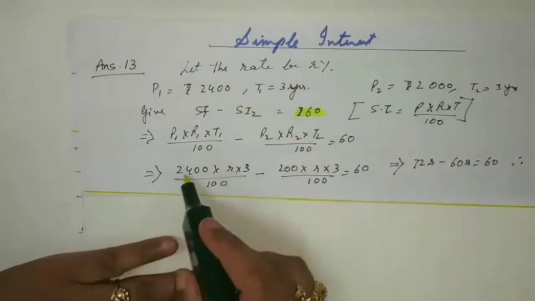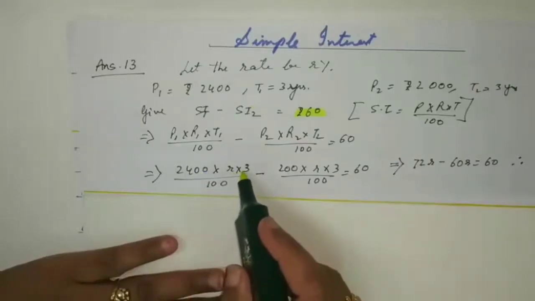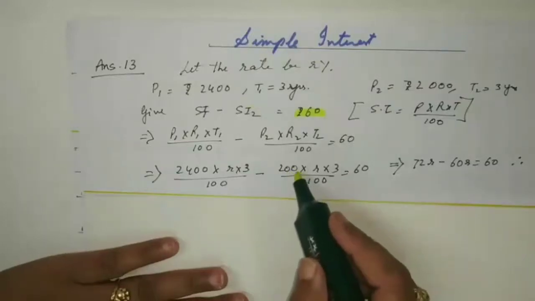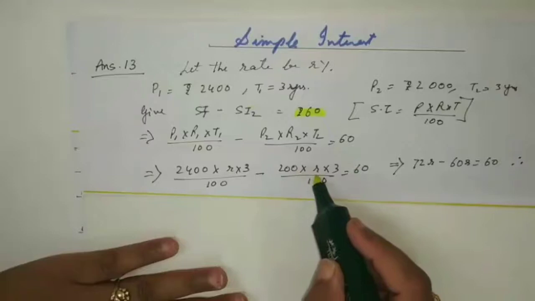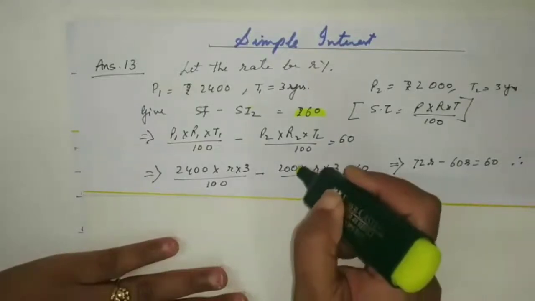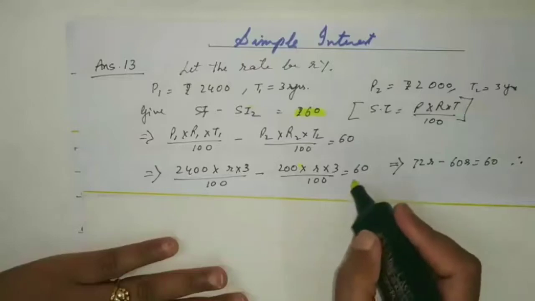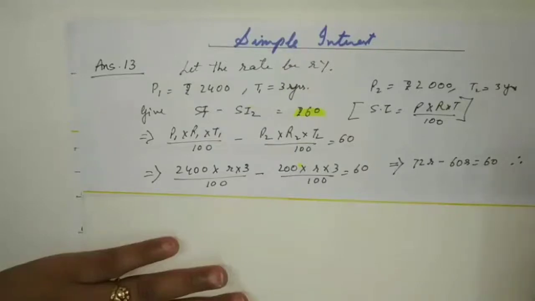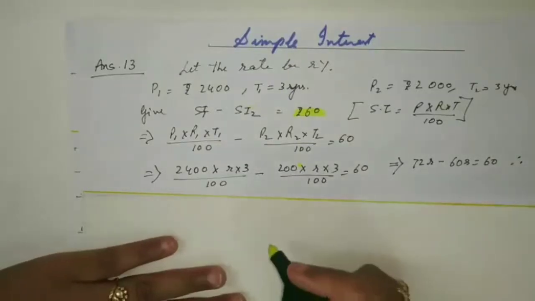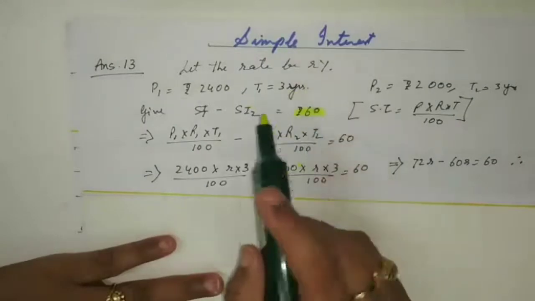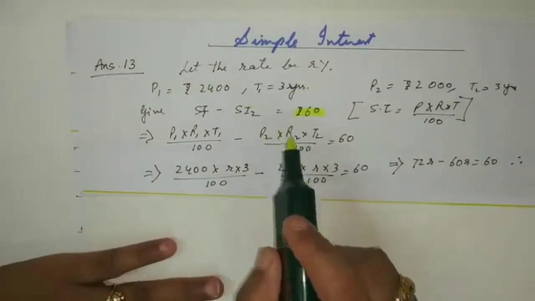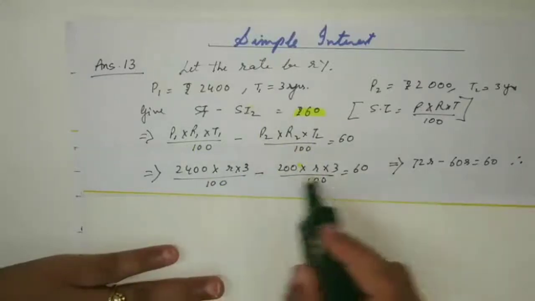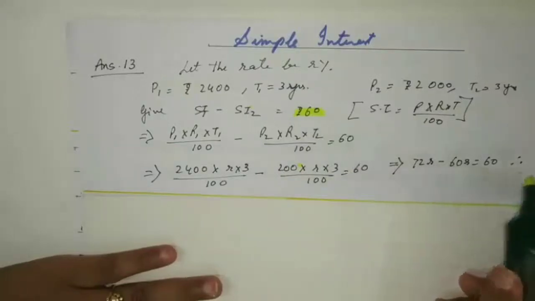So we substitute 2,400 into rate into 3 by 100. We have assumed rate as R, and minus 2,000. Sorry, this is not 200, this is 2,000 into R into 3 by 100. Okay, 1 by 10 here is equal to R. So we cancel and we get rate as 5%. Okay, you have to assume rate. You have to understand from the question that the question is saying that the difference is 60. So we find both the interests, we subtract them, that is equal to 60, and we solve and find out the value of rate.